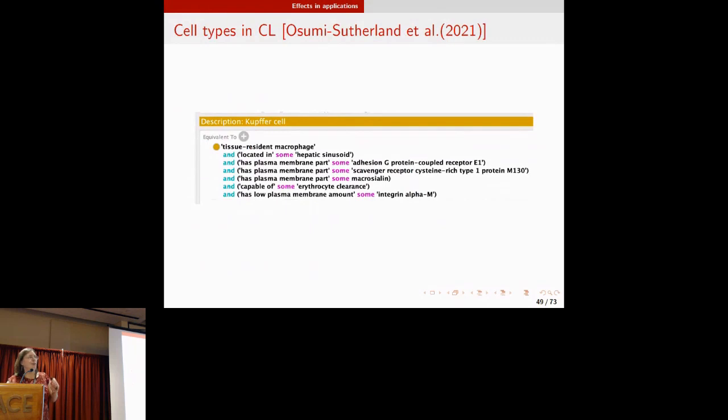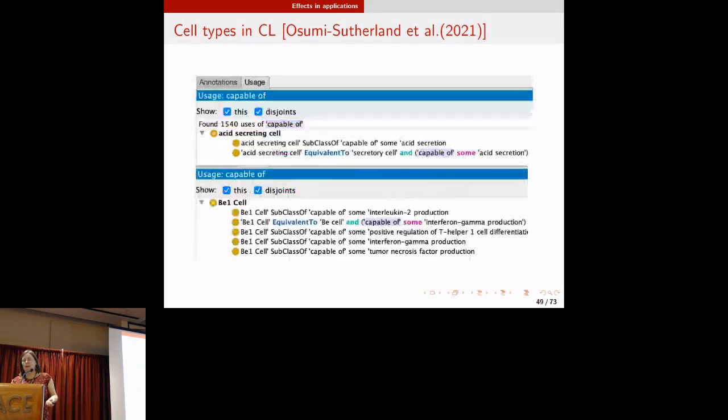But it doesn't mean that for all applications you want to have this applied approach. So here we have one about the cell type ontology. It uses this more generic approach, and here they call it the capable of relationship. For instance, you have the Kupffer cell, and the liver is capable of some erythrocyte clearance, with the main range independent continuant and biological process. So you have this more theoretical representation.